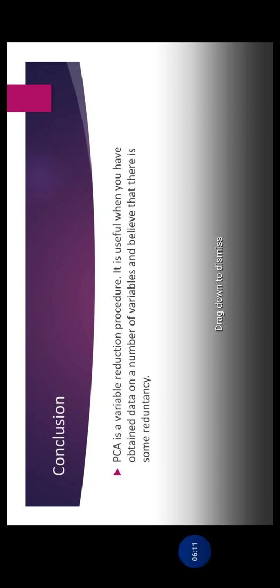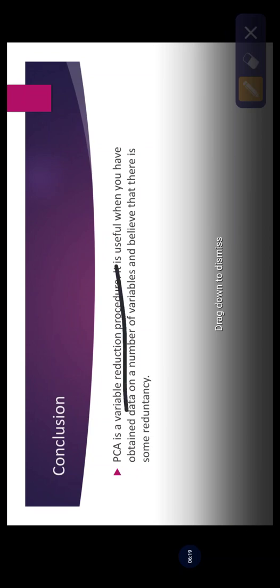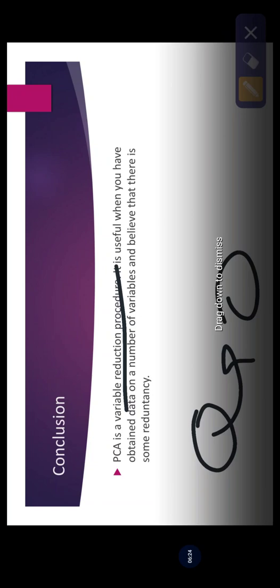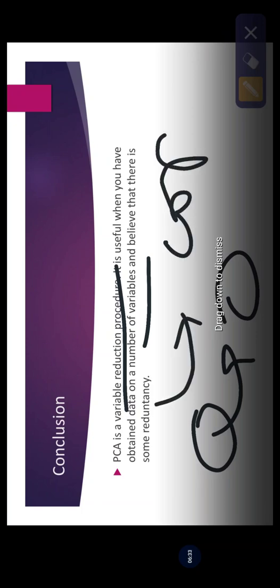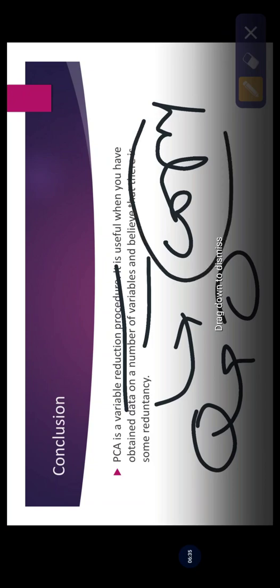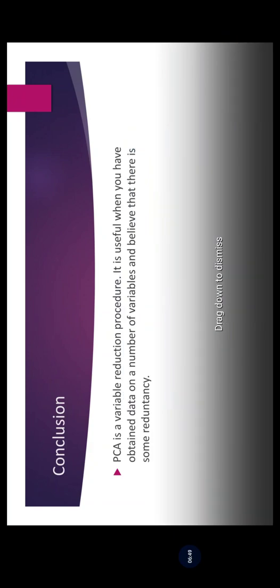So what is the conclusion we have learned? What does PCA mean? PCA, principal component analysis, is a variable reduction procedure. So we are reducing the large data into small data. That is useful when you obtain data on a number of variables and believe that there is some redundancy. Redundancy means copy. If the same data has been gathered again and again, and there is repeated data saved in the database, in order to reduce that, we will use PCA analysis. So that's it about this topic.